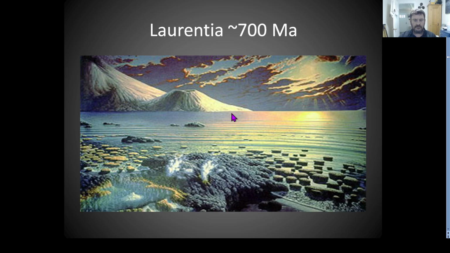So around 700 million years ago, this might be what the east coast of Laurentia might have looked like, or the west coast, who knows. But in any case, you have a pretty much barren landscape. You've got a blue sky. You've got some water, it's the ocean here, but no life yet. There might be some life, probably stromatolites. Life is still very simple at this point.